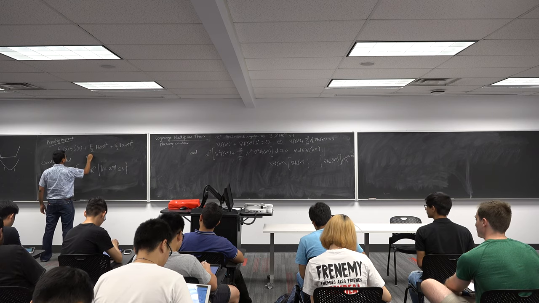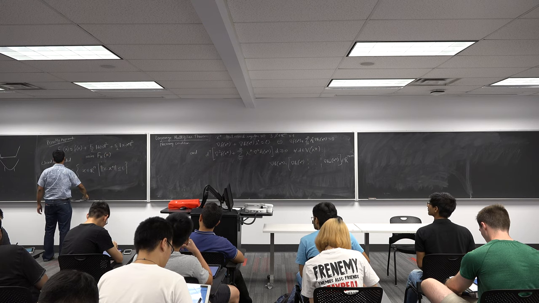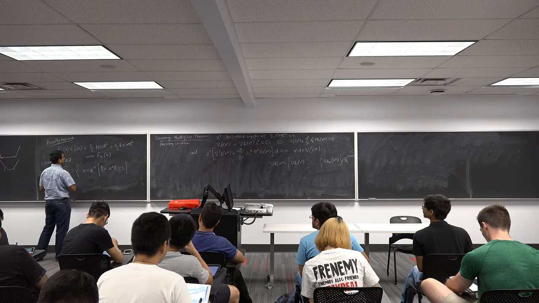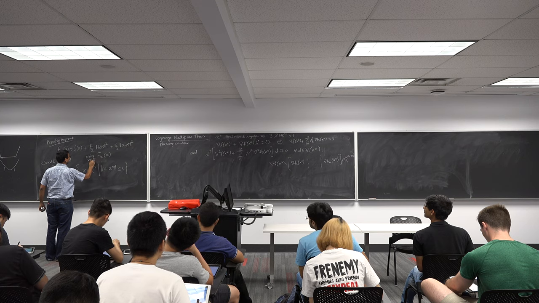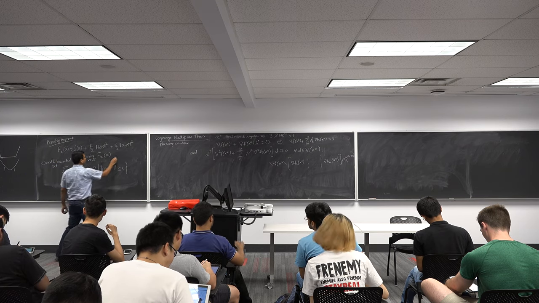I want to minimize f_k of x such that x is in this set capital S, and let x_k be the minimum.